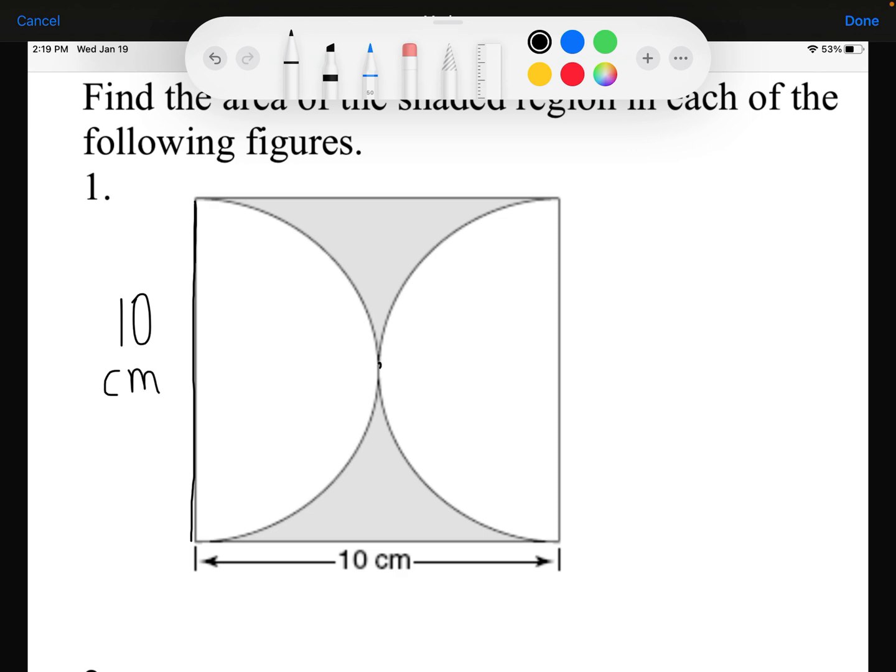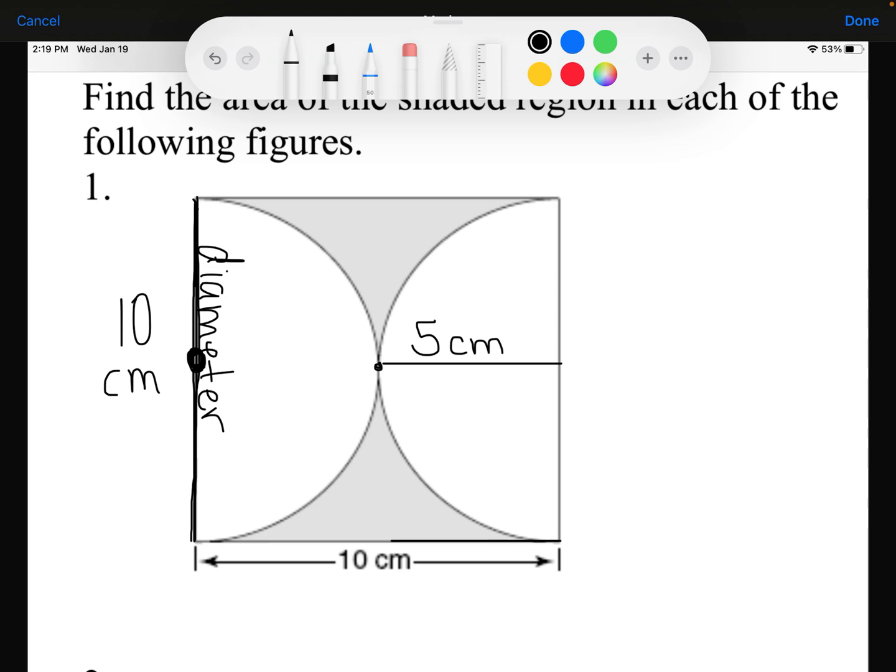Now the half circles are meeting in the middle of the square, which tells us that they're meeting halfway in the middle, which tells me that the radius of the circle is 5 centimeters. We can also see that on this side, if the side of the square is 10, that means the midpoint cuts the side of the square in half. That side of the square is also the diameter of the half circle. Radius is half of the diameter, so again, radius is 5.